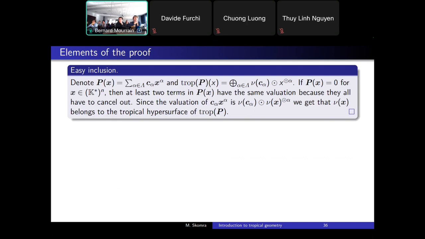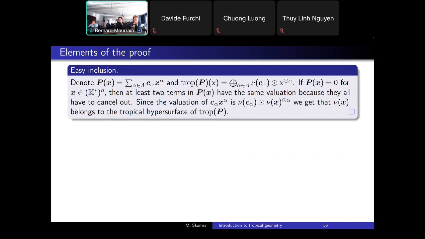But what does it mean that I have at least 2 terms that achieve the same valuation? Well, if I apply my valuation map just to this term, then the valuation is exact because it's got multiplications here. So the valuation is precisely this thing. So we get that the valuation of my point must be on the tropical hypersurface. The valuation must satisfy the property that there are at least 2 terms that achieve it. So that's the easy conclusion, right?